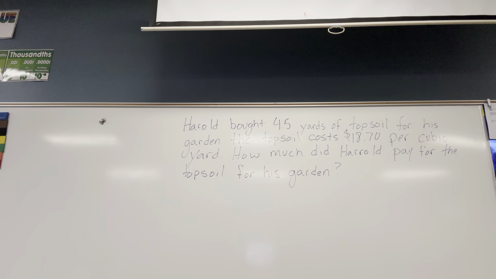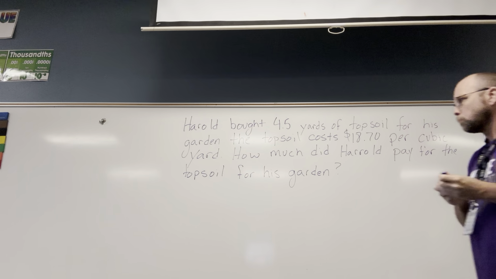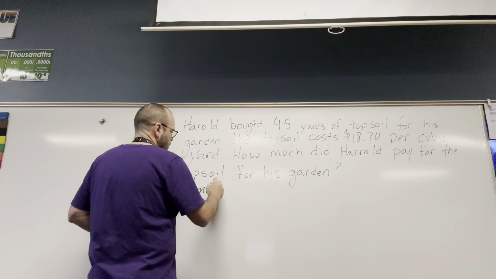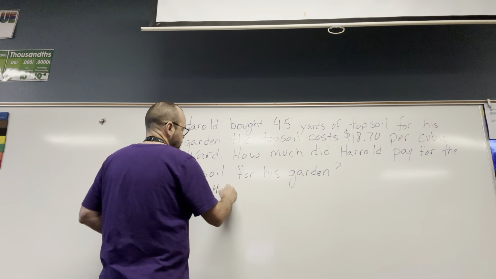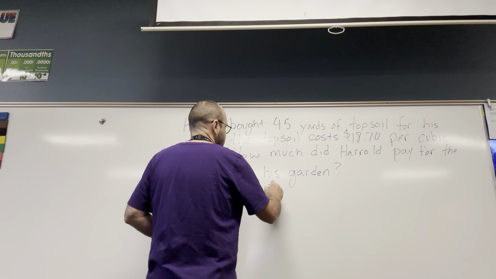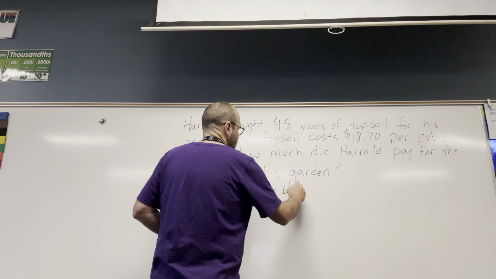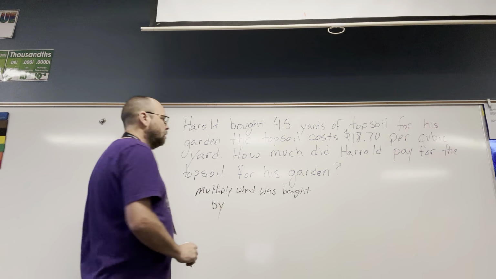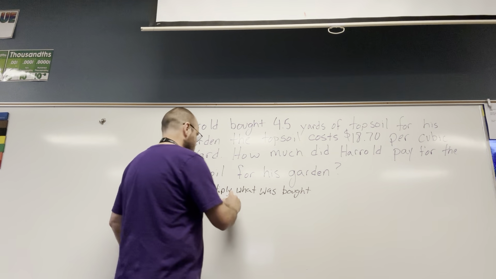You're not sure? Okay. AJ? Times the things that Harold bought. And then he times it by the topsoil cost. So multiply what was bought by the cost.